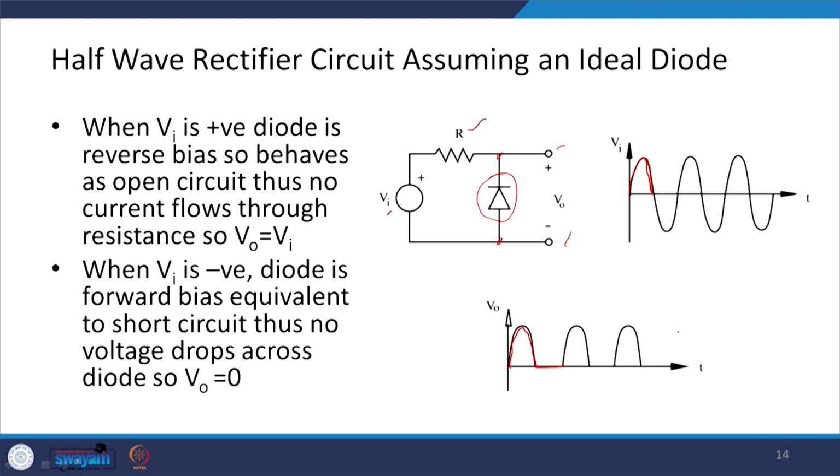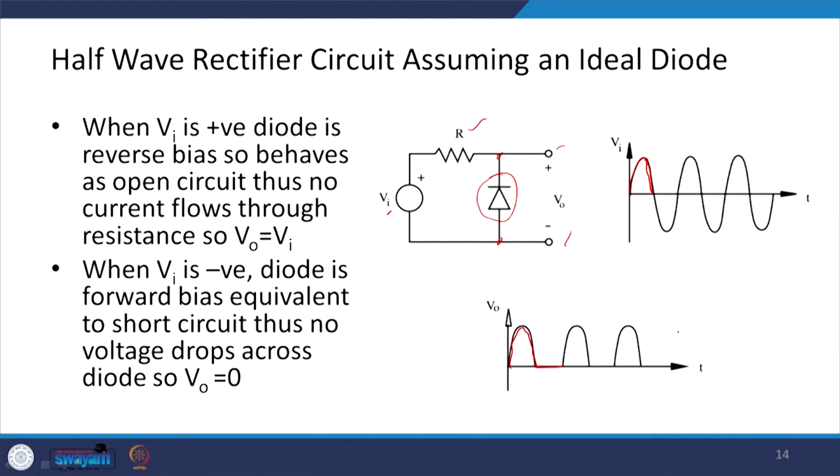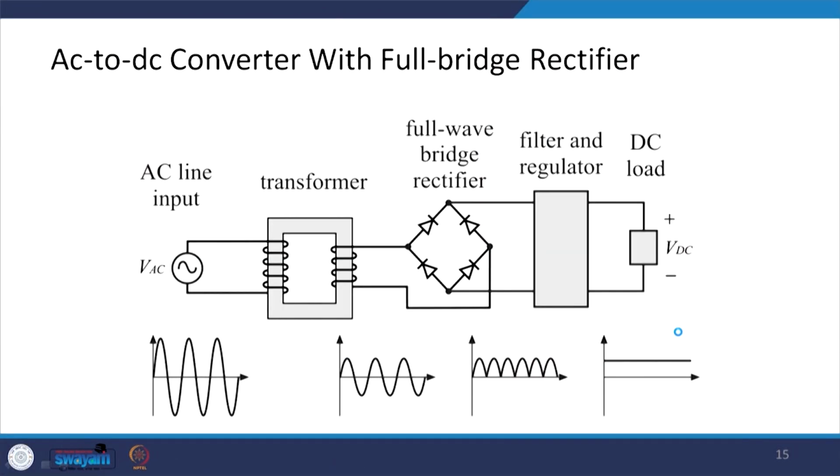So, I will repeat again: when Vi is negative, the diode is forward biased and is equivalent to a short circuit, thus no voltage drop across the diode. So, we get 0 voltage, and this cycle repeats. Now, we can use the same diode circuit in a bridge fashion to rectify it, or what we call a full bridge rectifier.